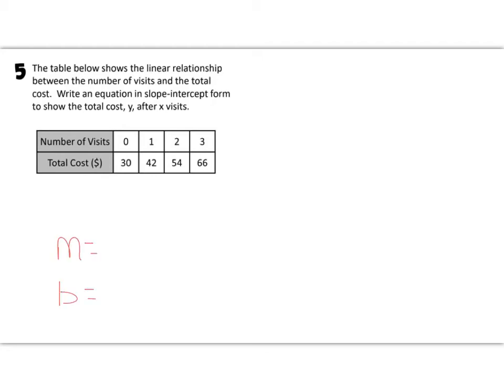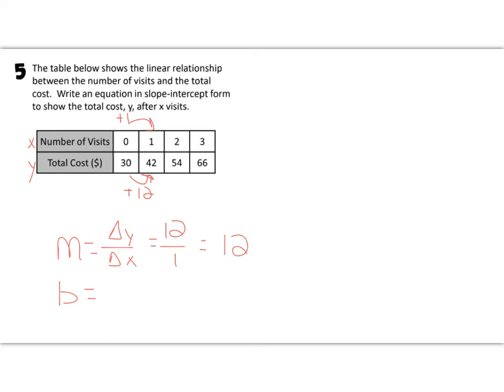Okay, so the slope, I'm going to find my change in y over my change in x. Remember that even though this is in context, number of visits and total cost, when you have a sideways table, the top row is your x coordinates and the bottom row is your y coordinates, okay? So the change in y would be 30 to 42, that's plus 12. The change in x from 0 to 1 is 1, so 12 over 1 is 12. So it is costing $12 per person.